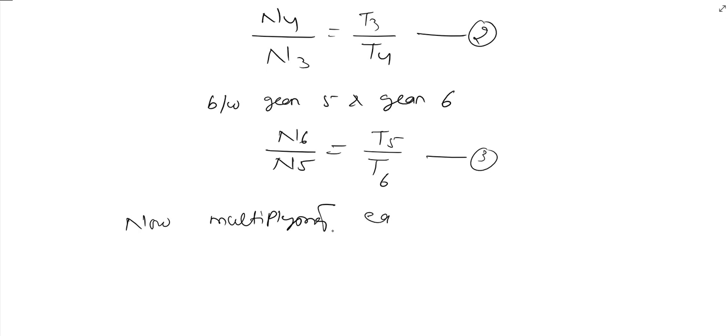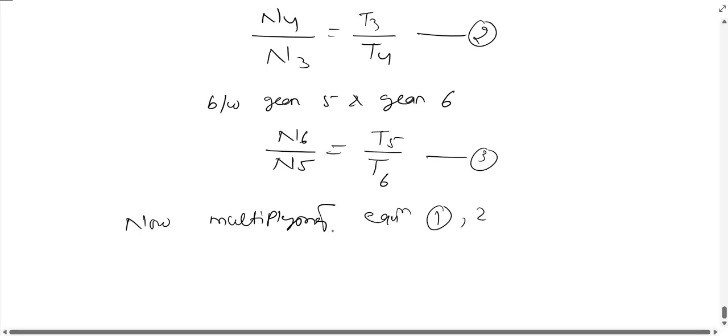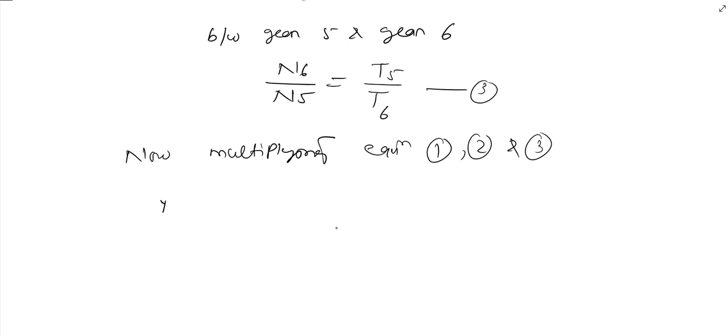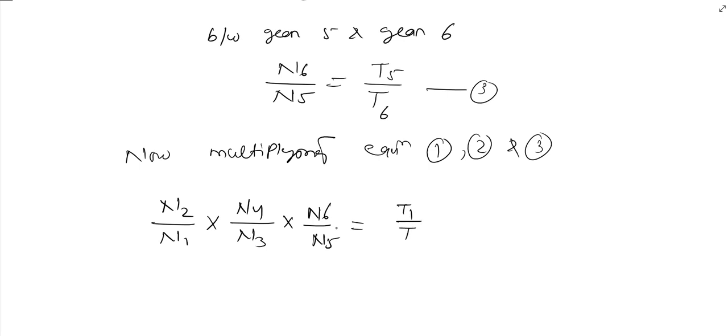Now multiplying equations 1, 2 and 3, we will get N2 by N1 into N4 by N3 into N6 by N5 equal to T1 by T2 into T3 by T4 into T5 by T6.